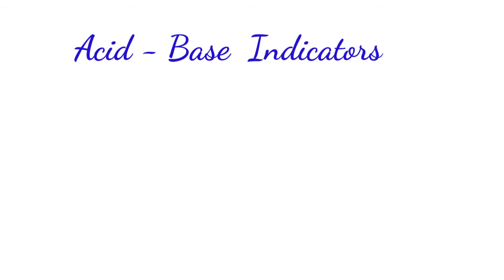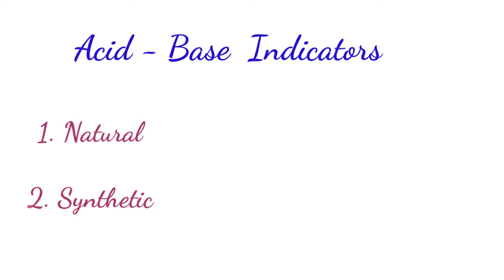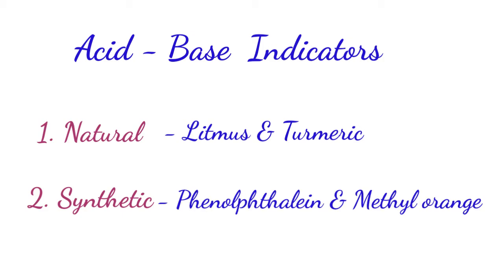An indicator is a substance that changes color when it is put into an acid or base. An indicator gives different colors in acids and bases. It tells us whether the substance we are testing is acidic or basic by changing its color. There are two types of indicators, natural and synthetic indicators. Litmus and turmeric are natural indicators, whereas phenolphthalein and methyl orange are synthetic indicators.